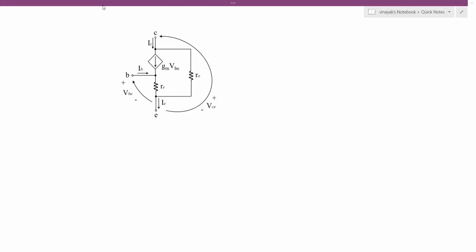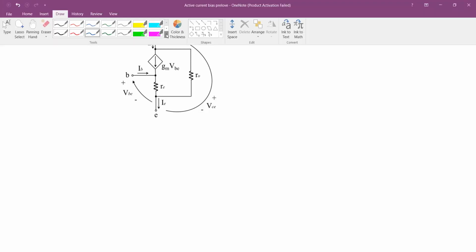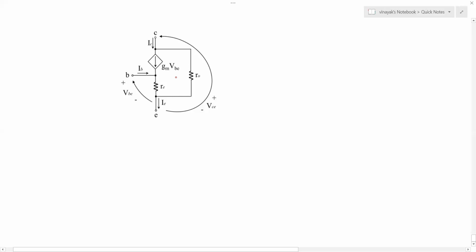Hello there. So let's analyze this circuit. What we see here is an equivalent model, or equivalent circuit, for a BJT. And we see there are three pins: collector, emitter, and the base pin.